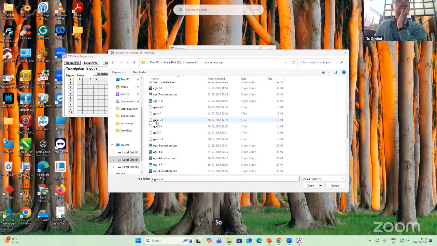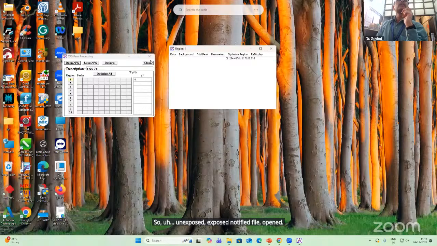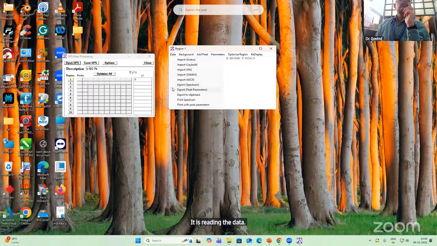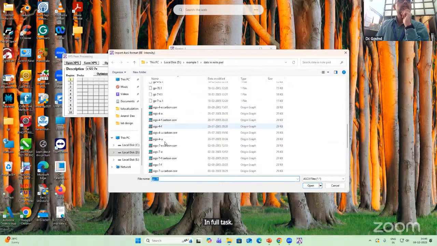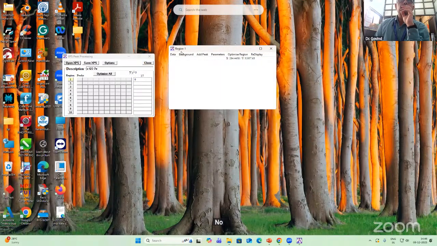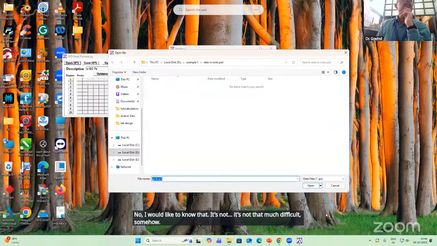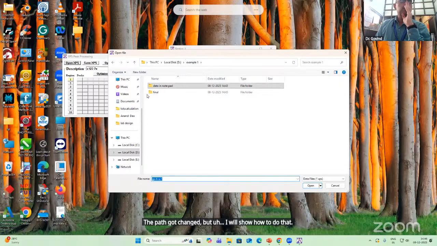So in this, unexposed, exposed notepad file open, reading the data. Import ASCII. I will let you know that it's not that difficult. Somehow that path got changed, but I will show how to do that with the XPS.